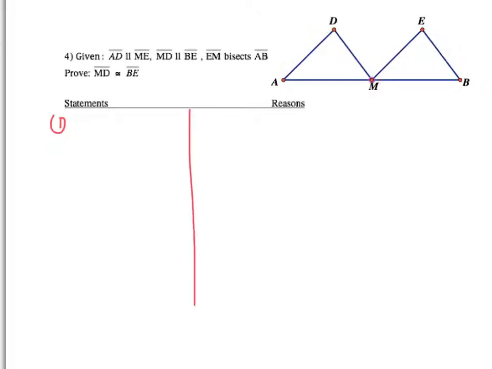So setting up our proof, the first two pieces of given information tell us that we've got some parallel lines. We have AD parallel to ME, and we have MD over here parallel to BE. Remember, just because they're parallel doesn't mean that they're congruent. So put those two together in line 1. AD parallel to ME and MD parallel to BE. And that's given.